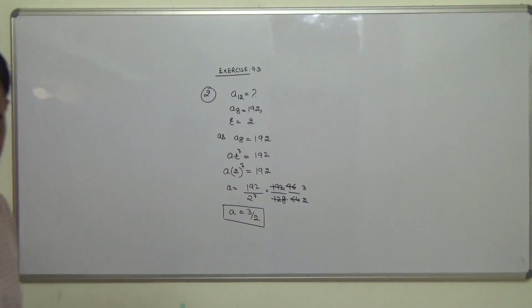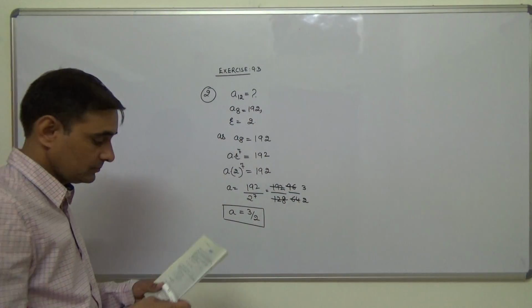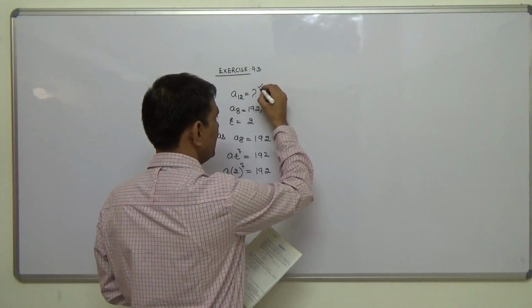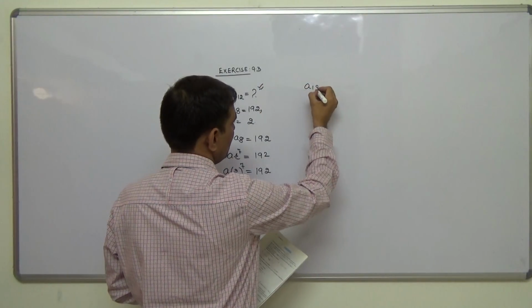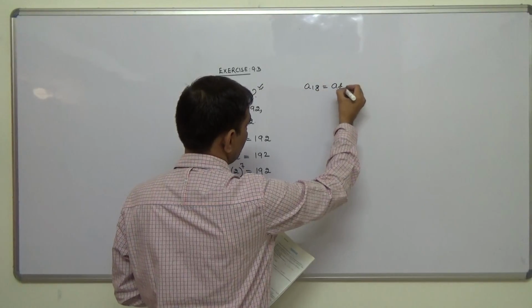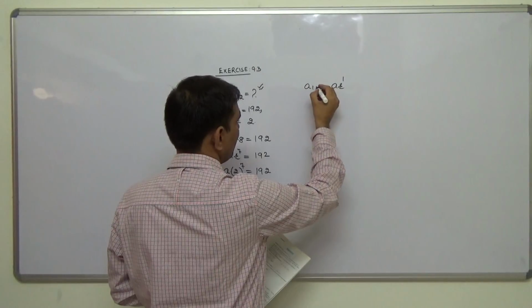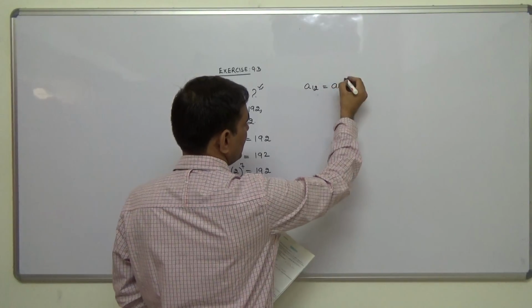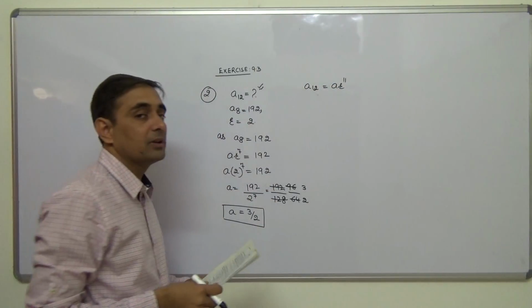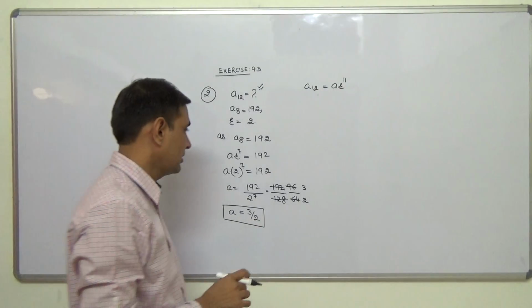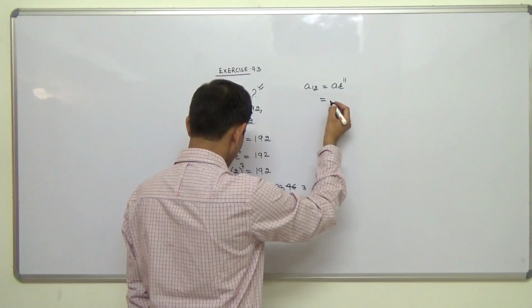जीपी का कॉमन रेशियो क्या होगा? कॉमन रेशियो ऑलरेडी हमारे पास है. Now we have to find A12. A12 is equal to A into R to the power 11. A12 के लिए फॉर्मूला क्या होगा हमारे पास? A into R to the power 11, that is equal to, what is A?